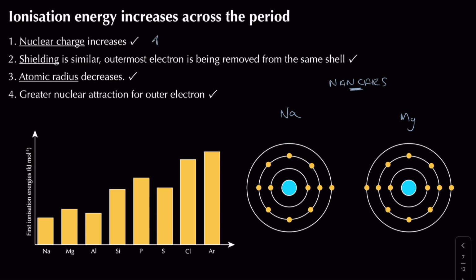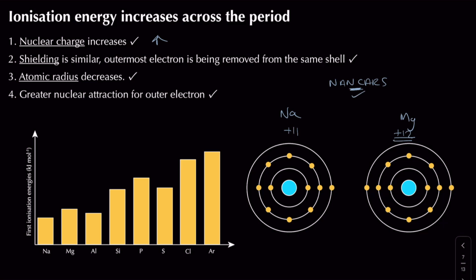So nuclear charge is going to increase. How do I know that? Well, I look at the atomic number of sodium, which is 11, so our nuclear charge is +11. Magnesium is 12, so it's +12. We've got more protons, the number of protons increases, so nuclear charge increases.